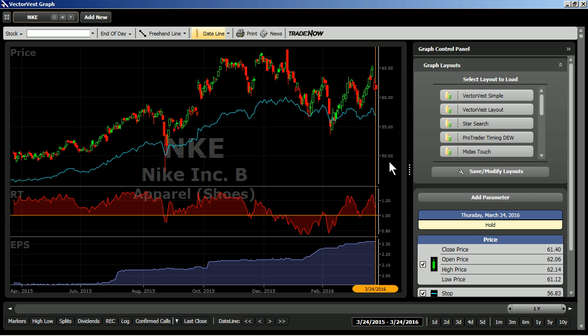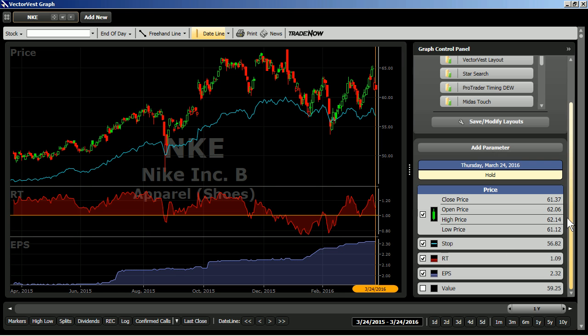Now the VectorVest Simple layout has some very basic pieces of information on it. Number one, it's got the price of the stock represented in candlesticks. The blue line, or the turquoise colored line here, is for the VectorVest stop price. Remember, the VectorVest stop price is a 13-week moving average that's adjusted for fundamentals. And we can clearly see when that stock has fallen below that 13-week moving average, at which point it will become a sell recommended stock.